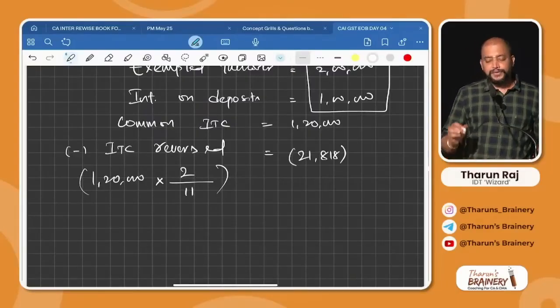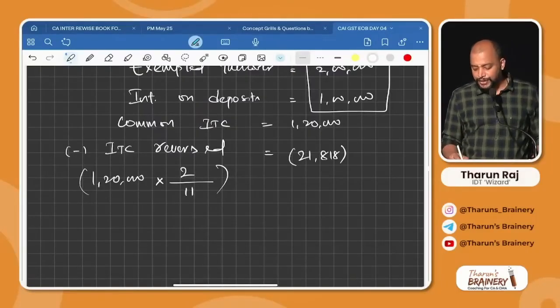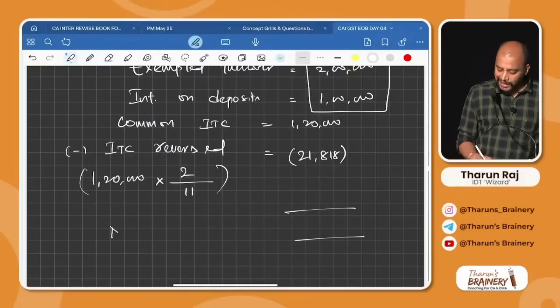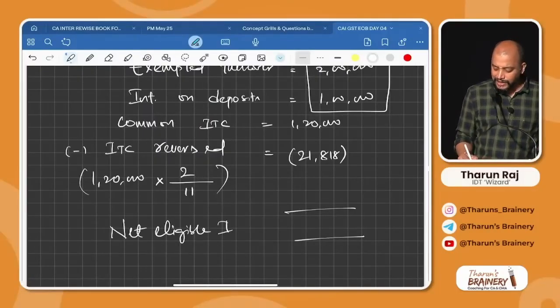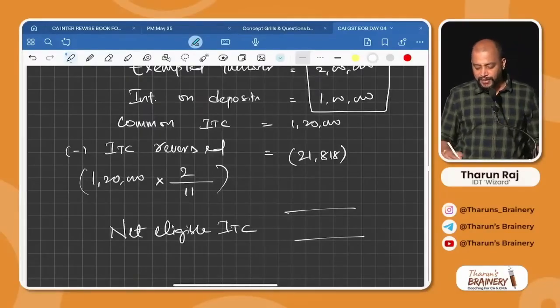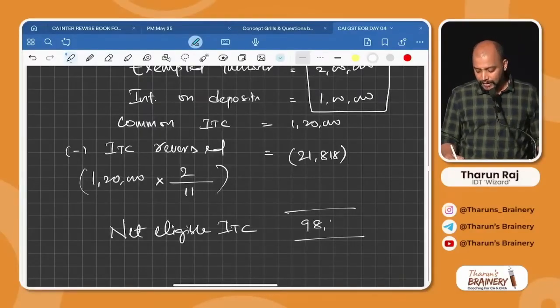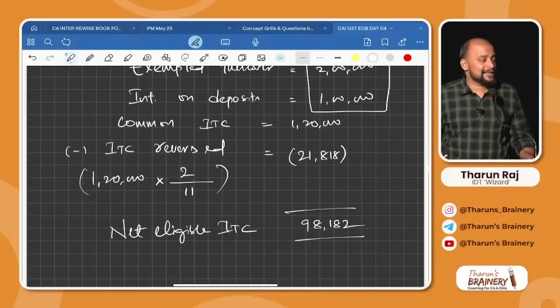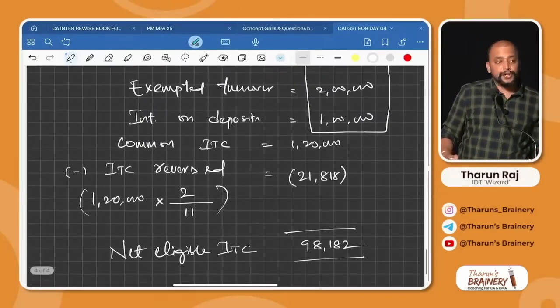21,818 needs to be reduced. So the remaining will be the net eligible ITC. 1,20,000 minus 21,818 is 98,182. You understood or not?